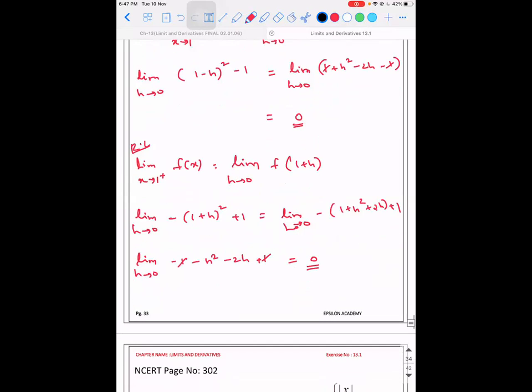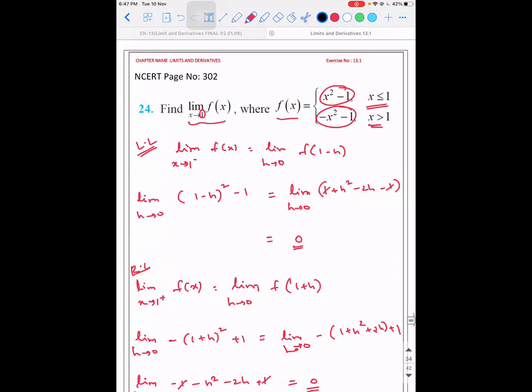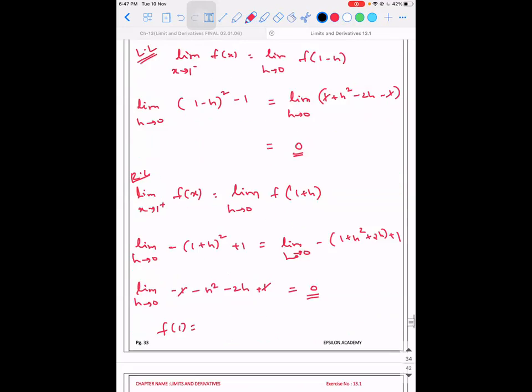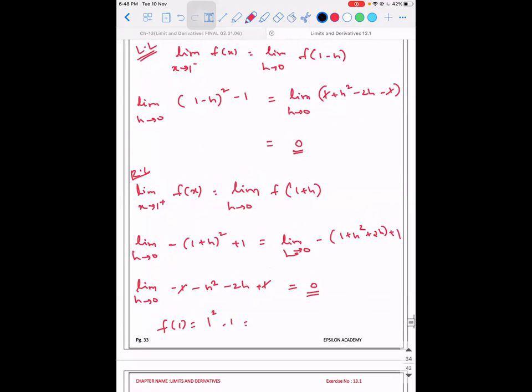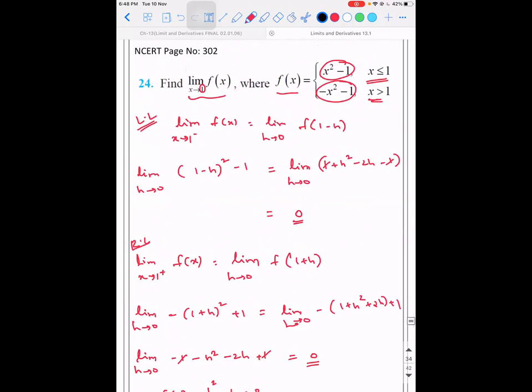What about the function value? F of 1. So f of 1 means out of both the functions, which one should I take? x square minus 1. Yes. So 1 square minus 1, answer will be 0. So left limit is equal to right limit is equal to the function value. Hence, the limit at x is equal to 1 is 0. So the answer is 0.